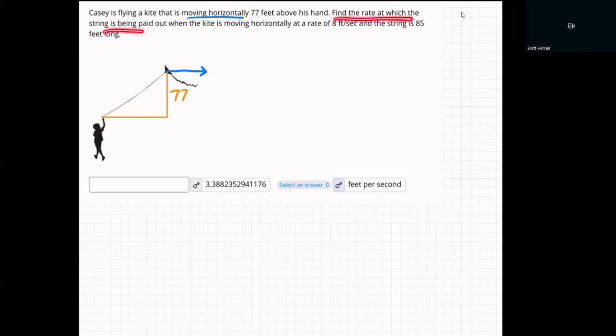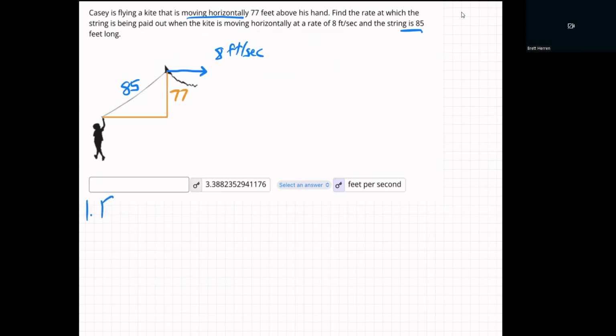Find the rate at which the string is being paid out when the kite is moving horizontally at a rate of 8 feet per second. So it's doing this at 8 feet per second. And the string is 85 feet long. Okay, but having said that, let's go to step number one.